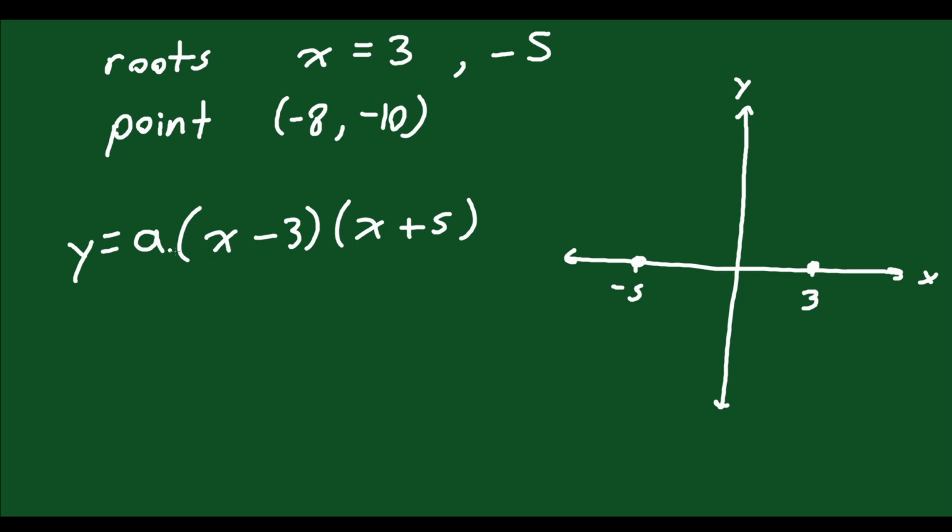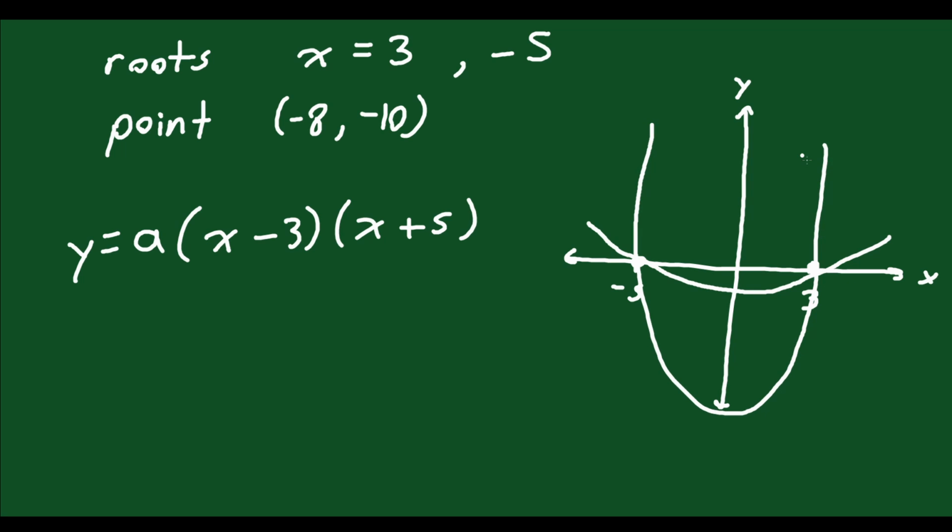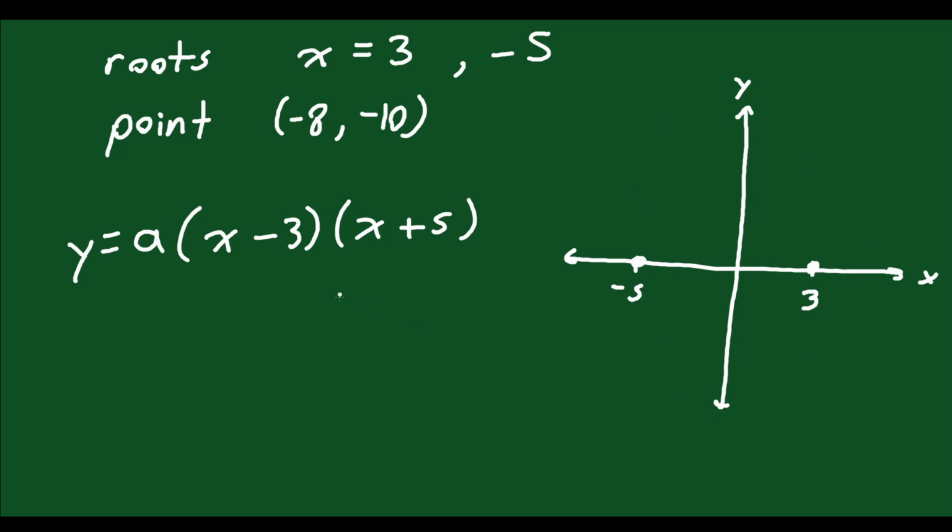Now how would I find a, right? Because that's going to tell me the direction, it's going to tell me how skinny or wide this is, because it could look something like this, right? It could be very wide like that, or it could be more something like that, right? Like we don't know exactly what this quadratic looks like. So to solve for a, what you have to do is plug in that point for x and y. So your y value is -10, and your x value is -8.